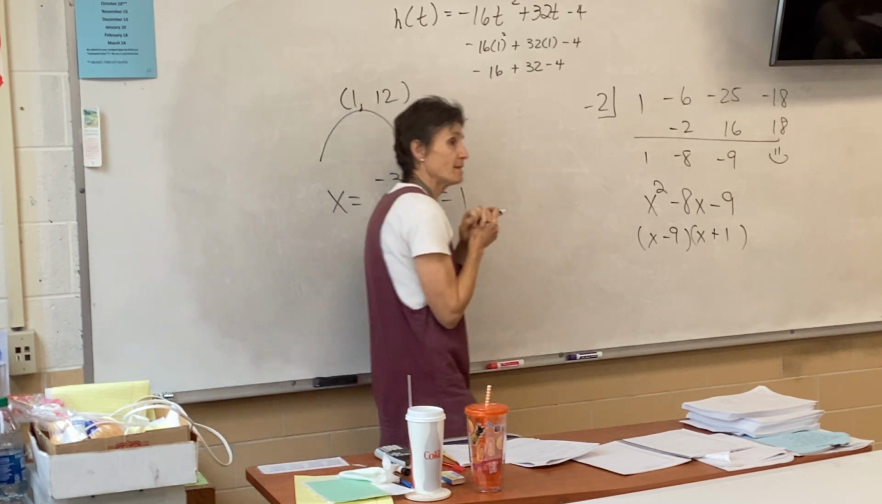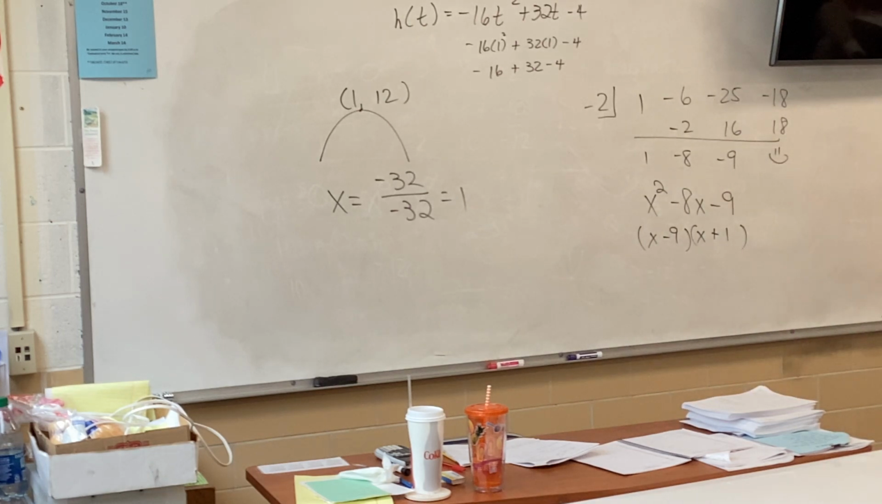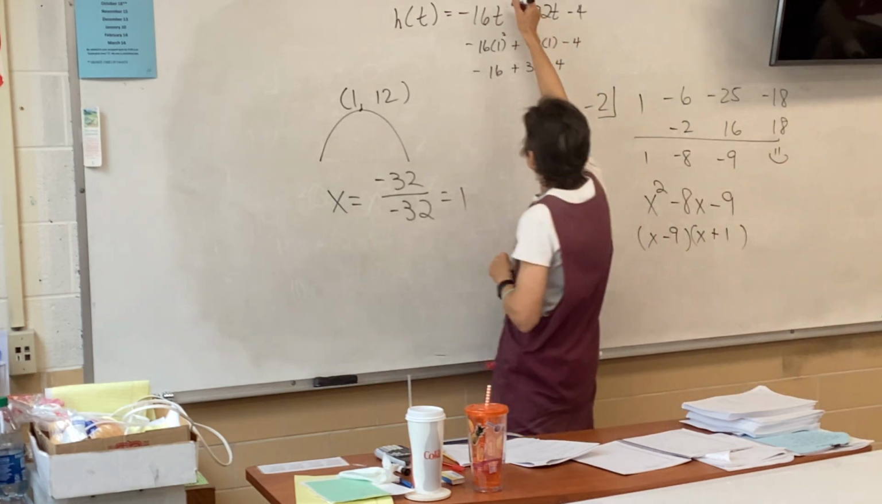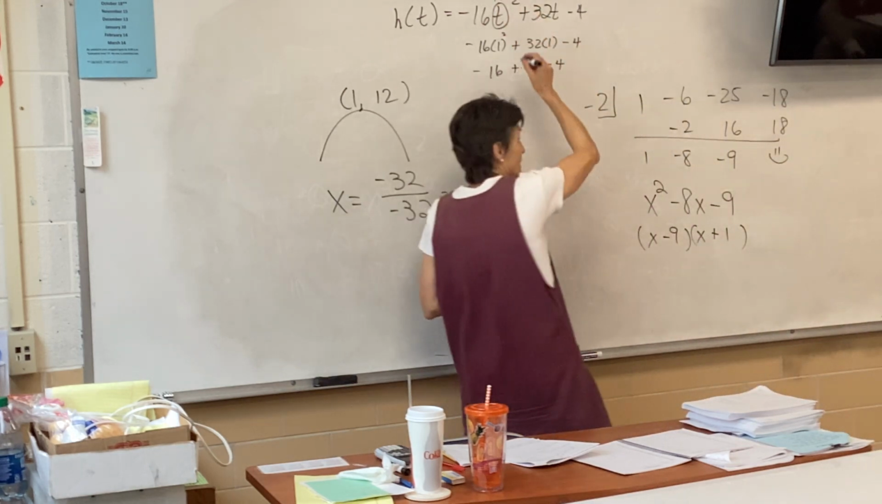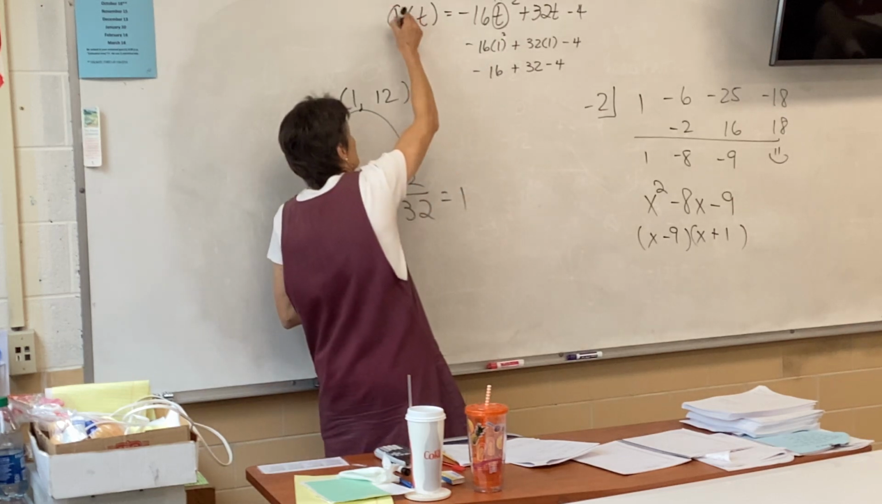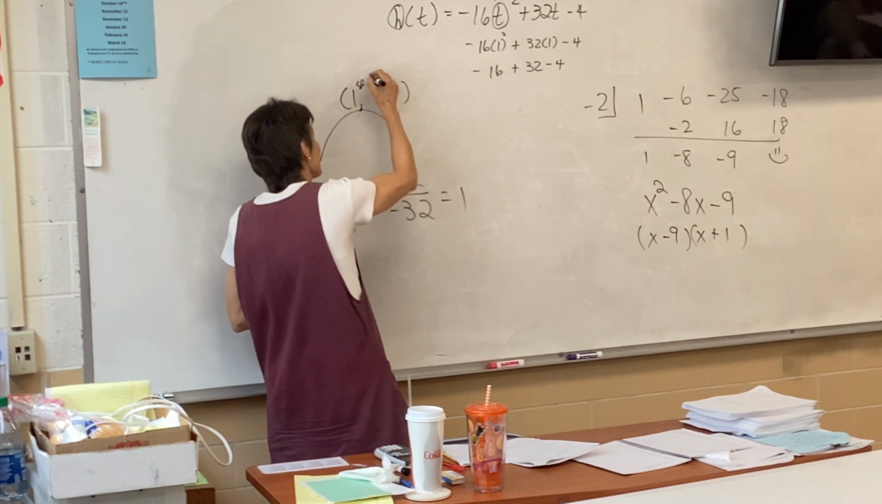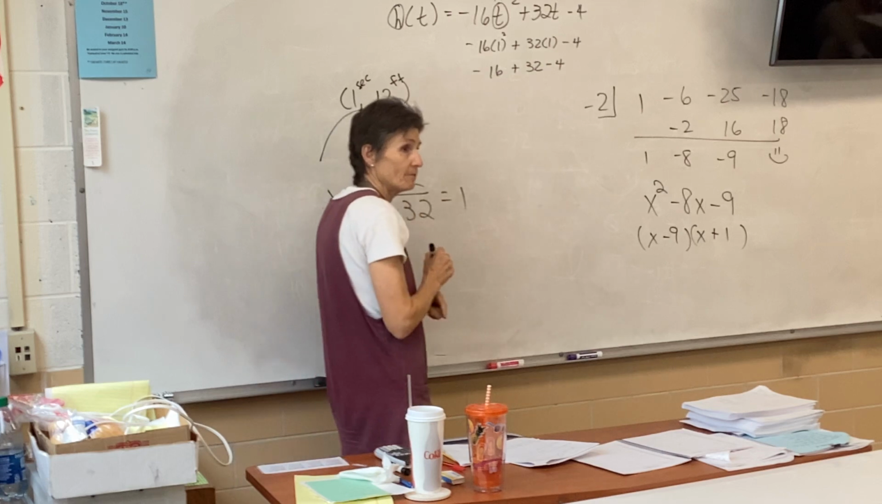Now, if the question said find the vertex, you got it. But it doesn't. It says find when the ball is at the top. So is the answer 1 or 12? It's 1. T, isn't this your x right here, guys? And T is time. H is height. So this is 1 second and 12 feet.